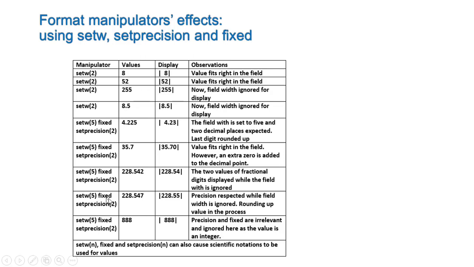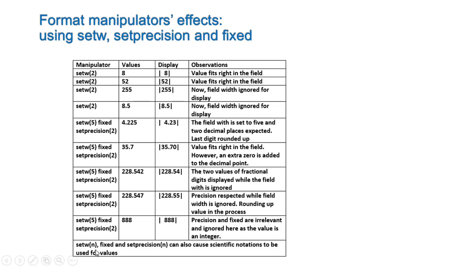Now setw 5, fixed, setprecision 2. Here we have a value of 228.547, so 228.55 is printed. What happens here is easy to understand. 5 is displayed because 7 is rounded up and 4 becomes 5. That is why we are having 0.55 here. With this one, setw 5, fixed, setprecision 2, 888, everything fits in here. Everything is printed out. Nothing is rounded up here.